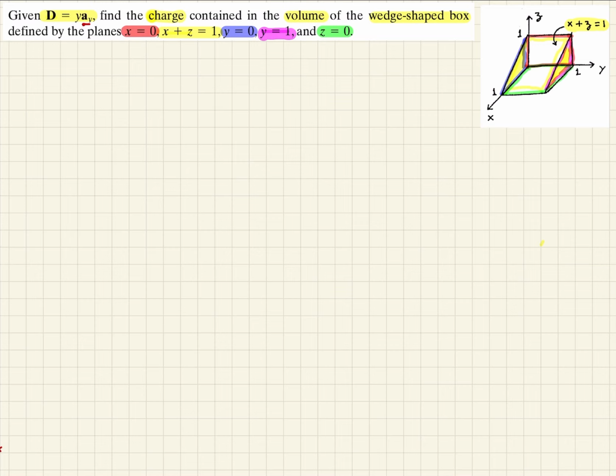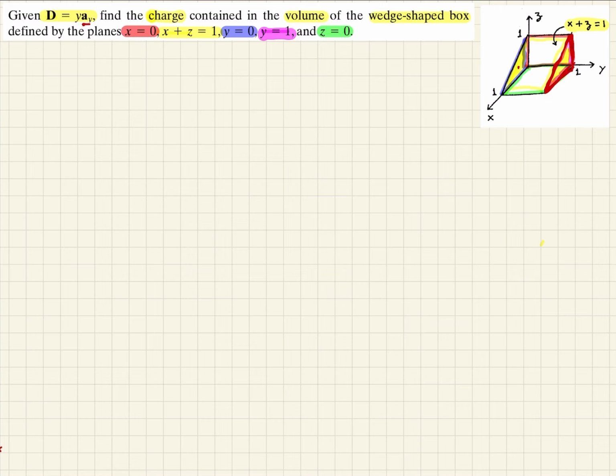Now, when we look at our equation, it's D equals y a_y. Well, on this plane here, y is equal to 0, so that's going to make our D term equal to 0 everywhere. So the only thing that's left then, again, let me highlight this, is going to be this triangle here in red. Everything else is 0. All the other planes are perpendicular to y, and then on this plane here, y is equal to 0, so we just need to integrate over this plane here.